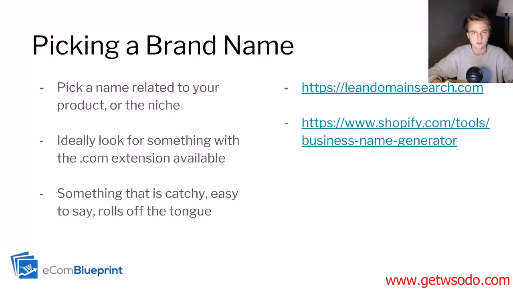So in the Flex Posture case, I knew that I wanted to have the word posture in the name, and then I used a bunch of domain search tools and just thought of what word could go well with posture, and eventually came up with Flex Posture. So ideally, you want to look for something with the .com extension available. .com is the most authoritative domain name extension. So if you have a .com, people will trust you slightly more than if you have like a .co, for instance, or other domain name extensions, .shop, things like that. So I would recommend trying to look for something with a .com.